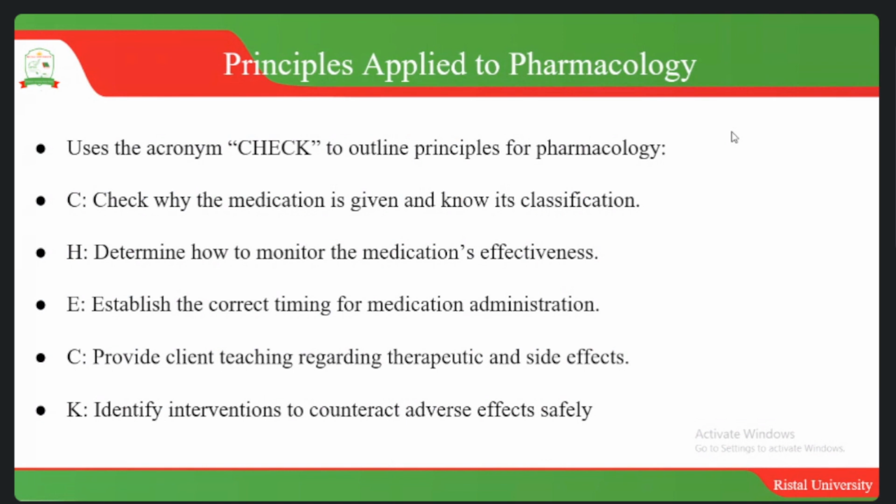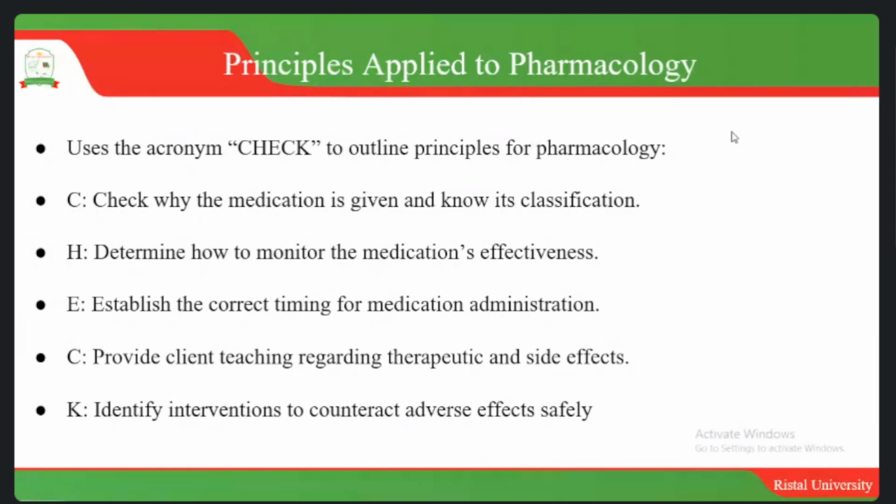So the principles applied in pharmacology use the acronym CHECK to outline the principles for pharmacology. So C is check why the medication is given and know its classification. So you have to know why this drug is given and which class this drug is, so that you can be able to understand the reason why your drug is given and what kind of drug you are giving to your patient.